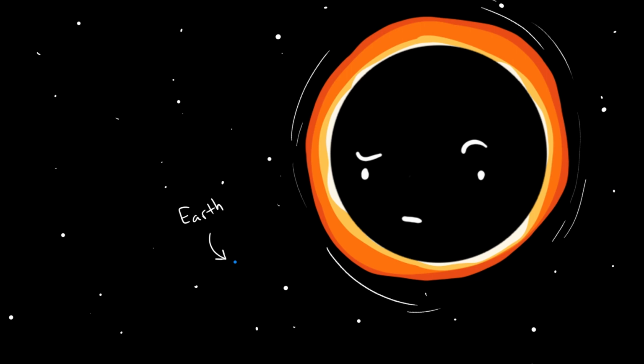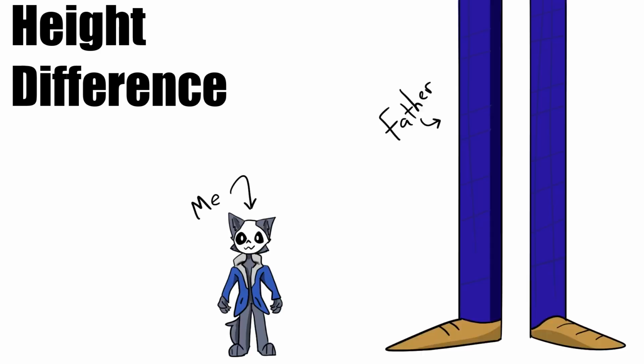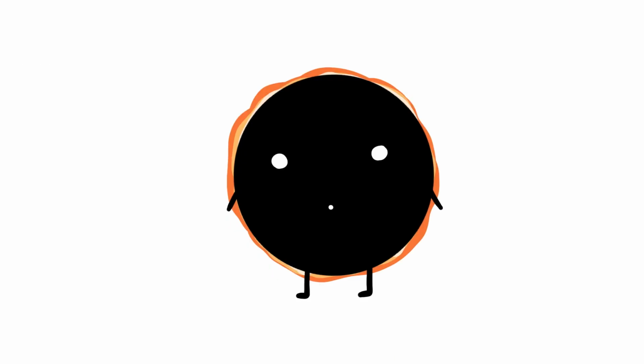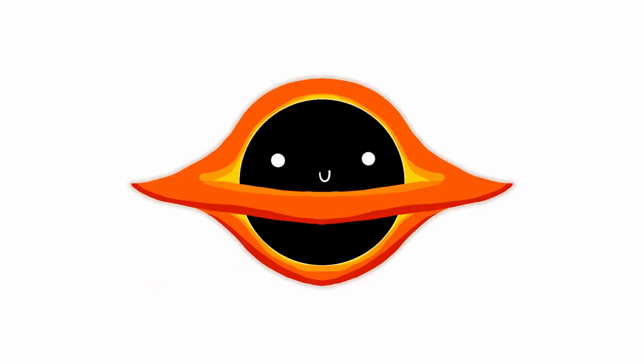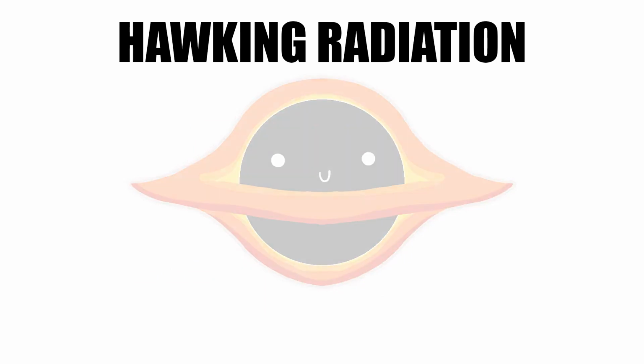The size difference between black holes and Earth is so enormous that it's almost close to the height difference between me and my dad. Despite their size and power, though, black holes can theoretically die. Through a process known as Hawking radiation, a black hole can fade over time, eventually dissipating entirely.